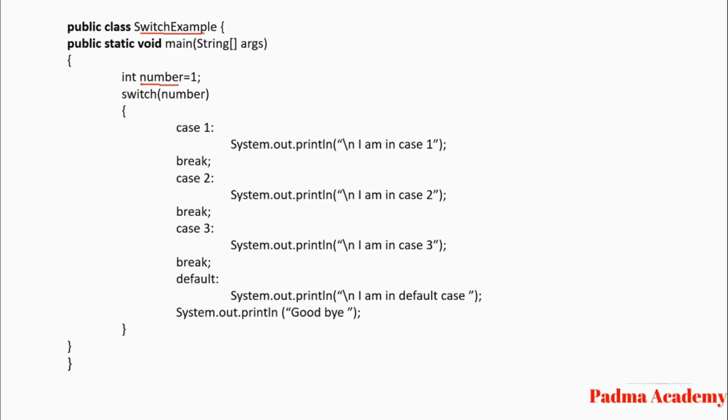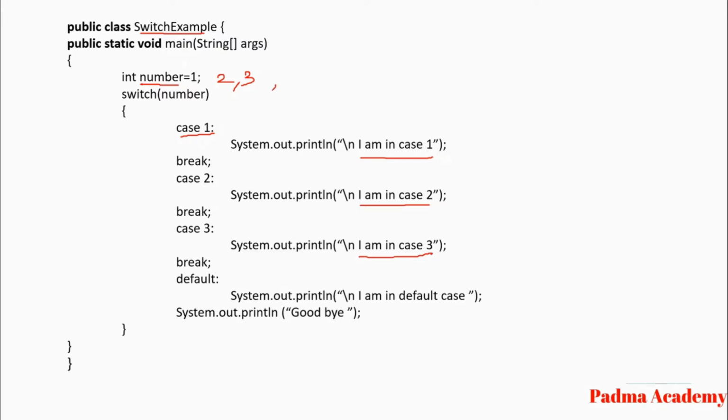Then switch, we are checking this one, and with case 1, it matches, so it will print "I am in case 1." If we assign the value 2, then it will print "I am in case 2." If we assign the value 3, then it will print "I am in case 3."